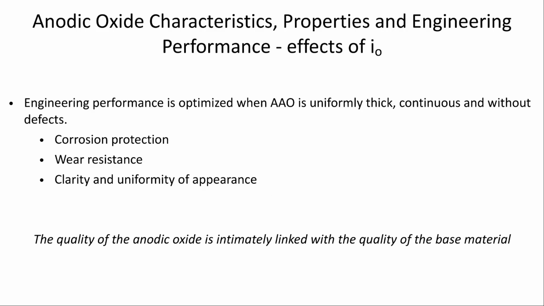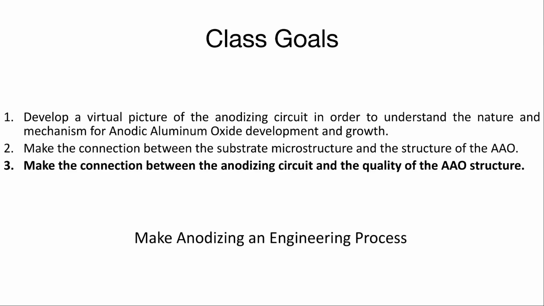So when we consider the effects of the exchange current density, the first thing is that engineering performance is optimized when the AAO is uniformly thick and continuous and without defects. And this is what we're after: corrosion protection, wear resistance, clarity, and uniformity of appearance. But the quality of that oxide is intimately linked with the quality of the base material. So consequently, we can say anodizing is a garbage in, garbage out process. There are things we can do, though, to strategize and make things better.